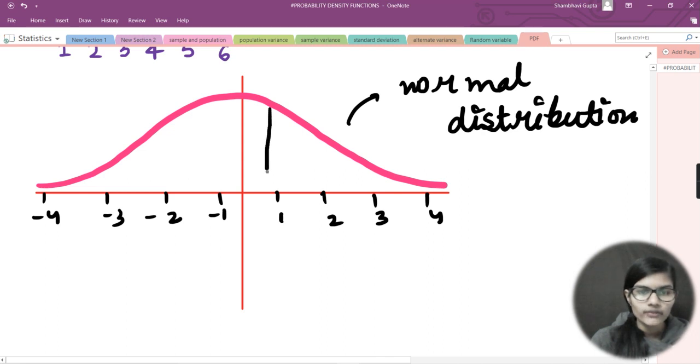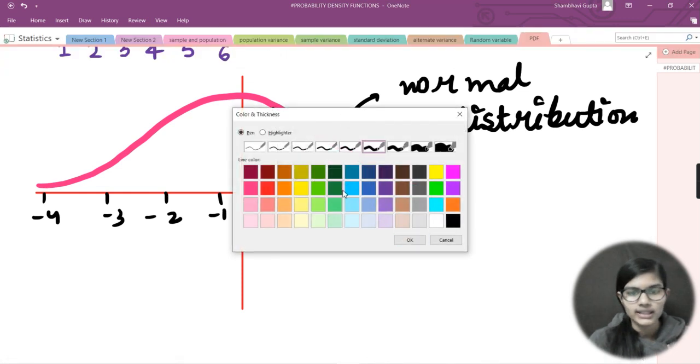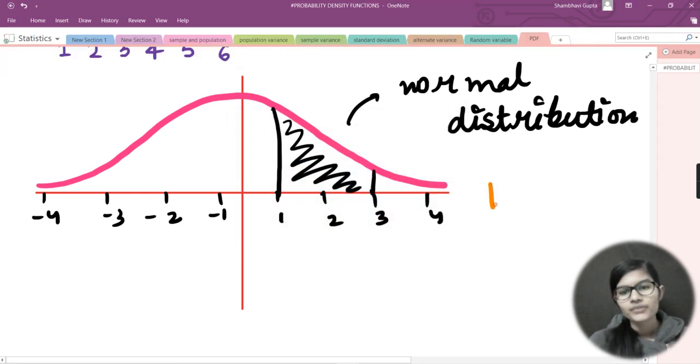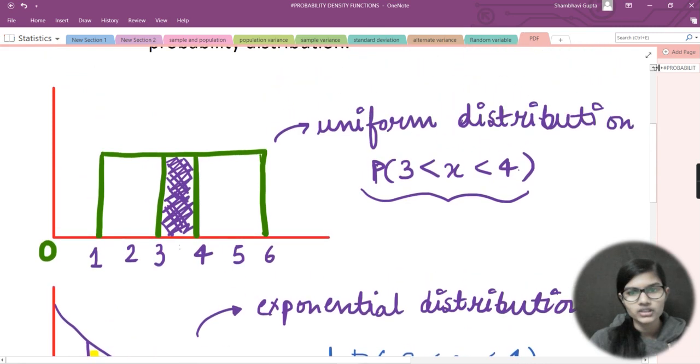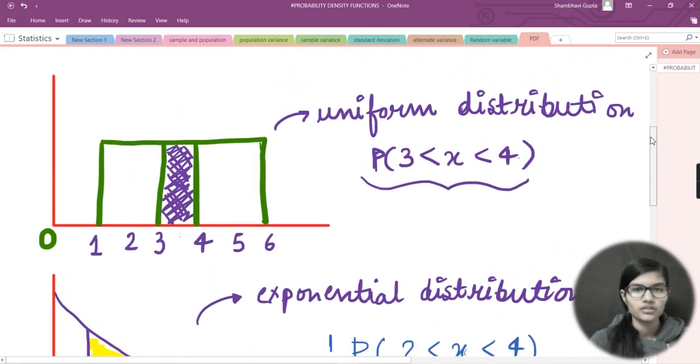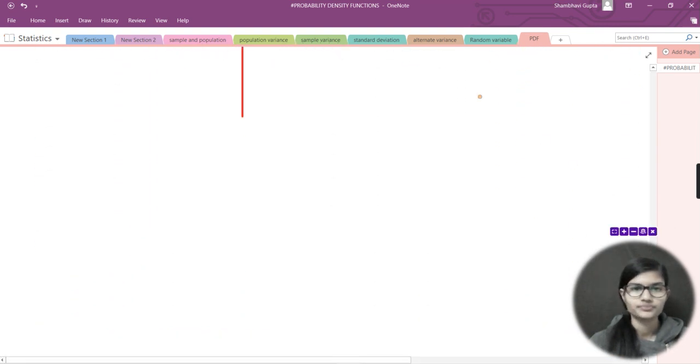Now let's say I want to find the area between this 1 and this 3. So how we are going to write this is the same as we were following in the previous things. So for that I will simply write P, and in brackets I'm going to write x is greater than 1 and x is less than 3. So this is the thing that we are going to do. These were the three types of distribution. The first one was the uniform distribution, so I told you about the uniform. After that was the exponential distribution, and the third one was the normal distribution.